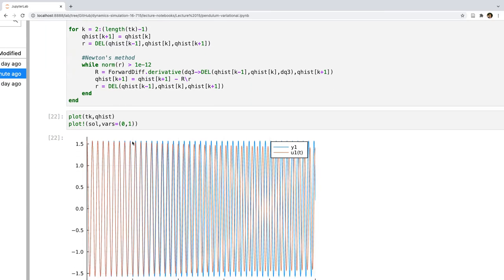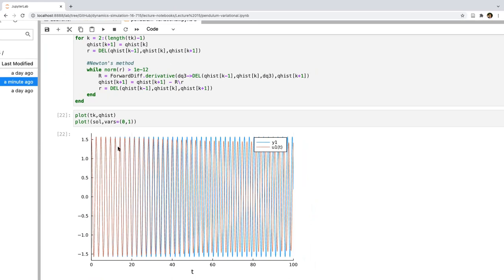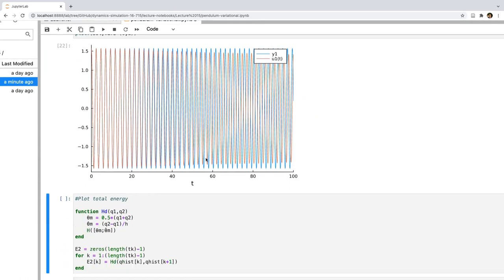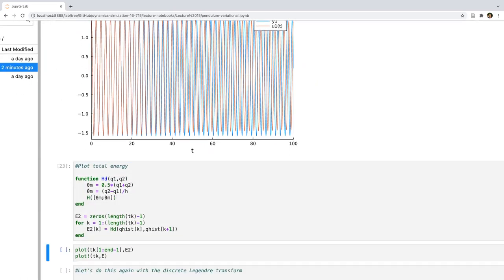Now we're going to plot these on top of each other. So this looks interesting. The blue is the variational one. And you can see it's not damped, right? Like the other one is. So we plot the total energy of this guy.